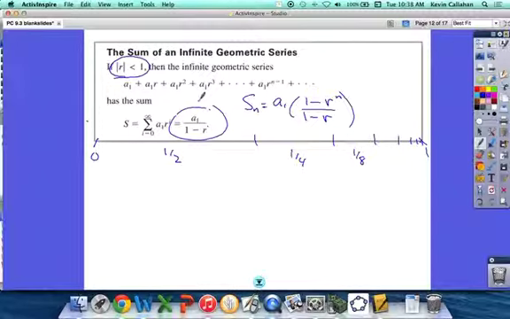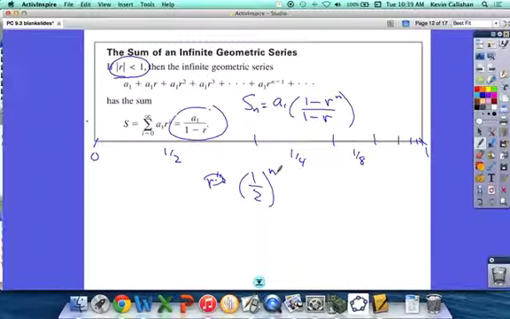The r to the n, right? And the reason is because if the absolute value of r is less than 1, if you take something like r equals 1/2, and you raise it to the n power, what happens if you let n become really, really, really large?